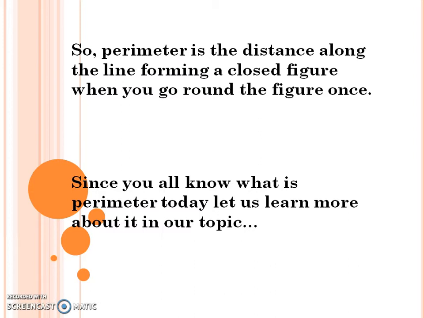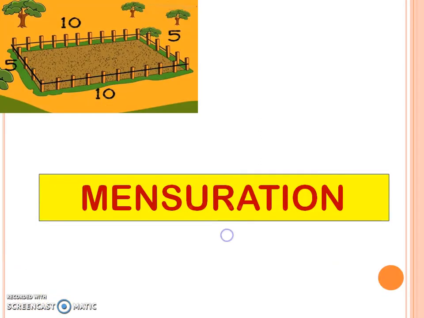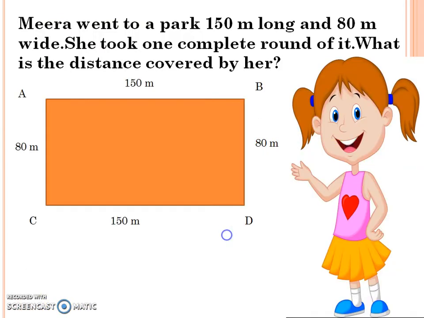Since you all know what perimeter is, today let us learn more about it in our topic, mensuration. Here I have a problem on the screen. Meera went to a park which is 150 meter long, that is the length, and 80 meter wide, that is the breadth. She took one complete round of it. What is the distance covered by her?